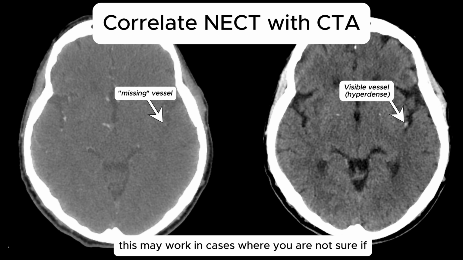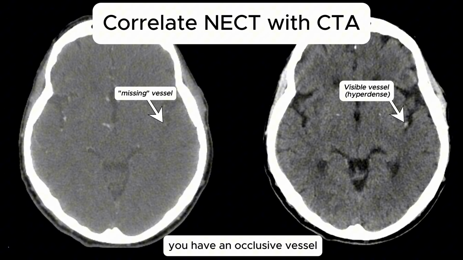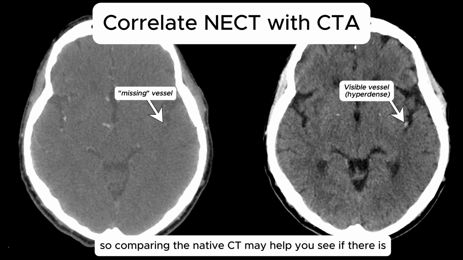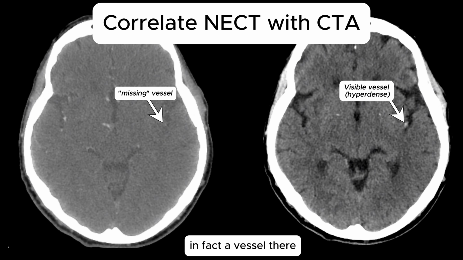This may work in cases where you're not sure if you have an occlusive vessel or simply there is no vessel there. So comparing the native CT may help you see if there is in fact a vessel there, which may not be filled with contrast.